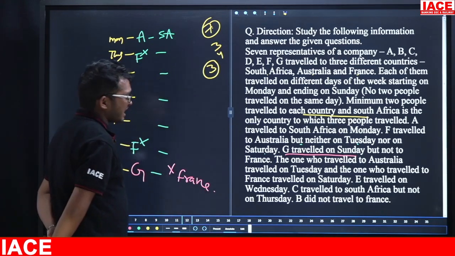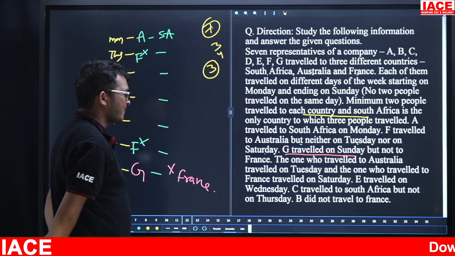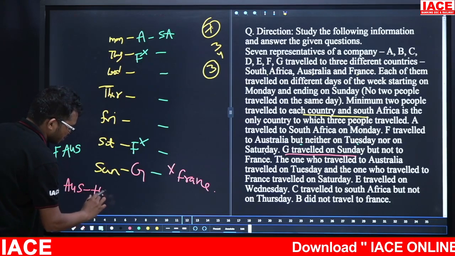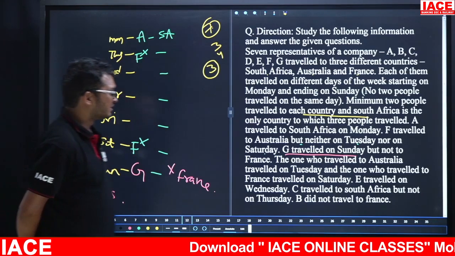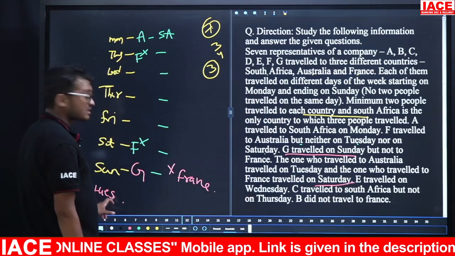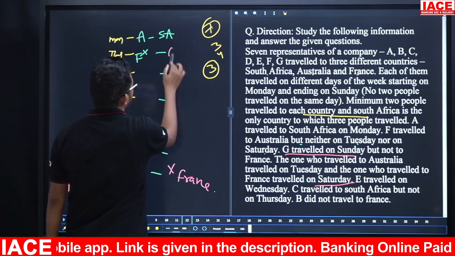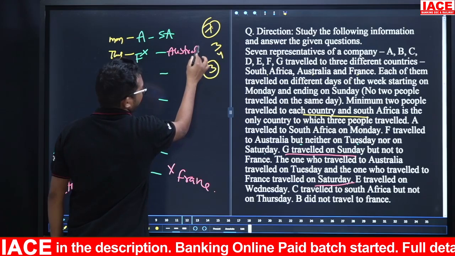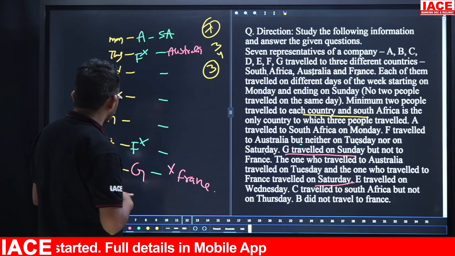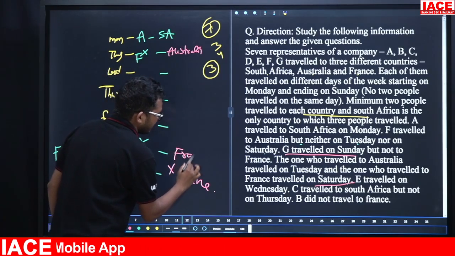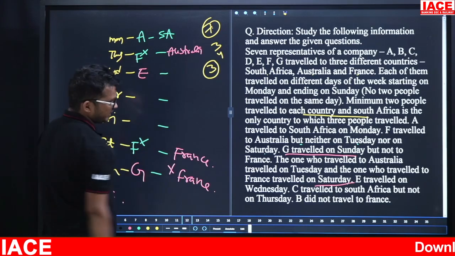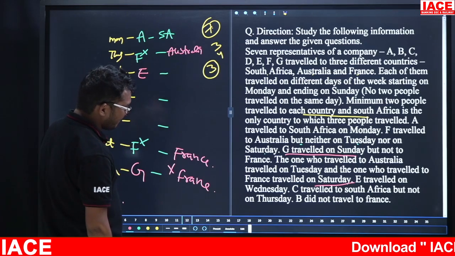Next, the one who travelled to Australia travelled on Tuesday. So friends, the one who travelled to Australia travelled on Tuesday. Next one, the one who travelled to France travelled on Saturday. That means Tuesday is Australia. Next, the one who travelled to France travelled on Saturday, so Saturday is France. Next, E travelled on Wednesday. Take care. This E travelled on Wednesday. C travelled to South Africa but not on Thursday.